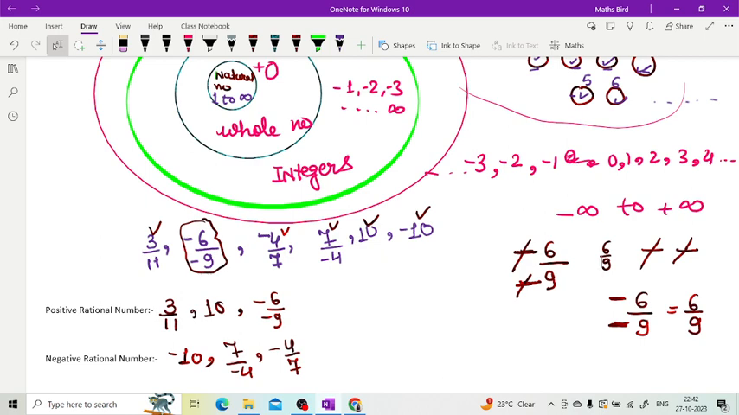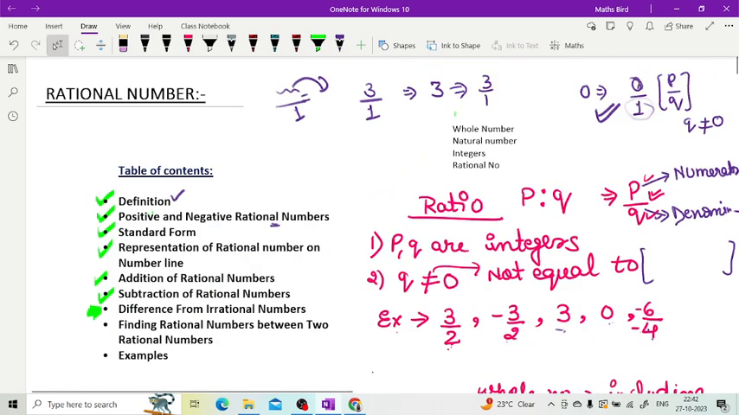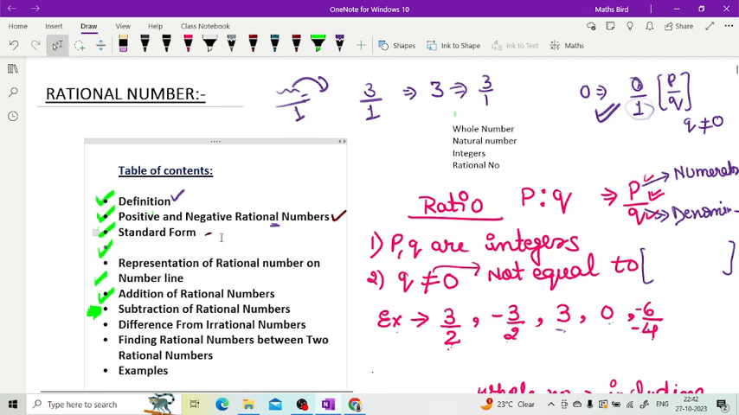Now, what is the next topic? Positive and negative rational numbers we have discussed. Now we will discuss what a standard form is, right? And a standard form, one more thing here, after the standard form now we will discuss equivalent.